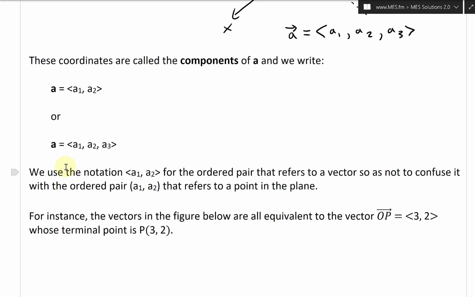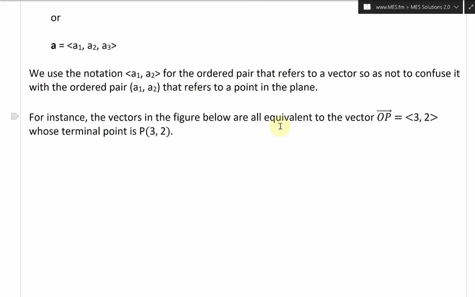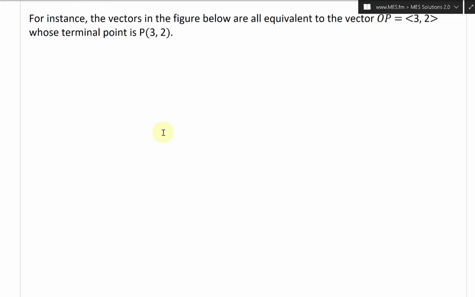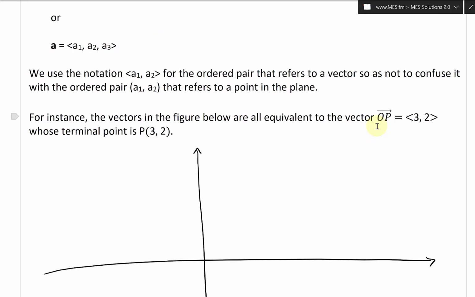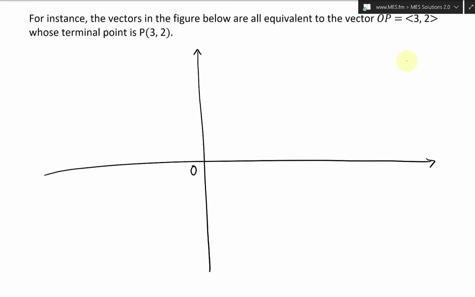Now, for instance, the vectors in the figure below are all equivalent to the vector OP equals 3, 2, whose terminal point is the point P(3, 2). So let's draw the XY coordinates. There's the X, and there's the Y. Now let's draw OP, so 3, 2. We go from O, 1, 2, 3, and then we go 1, 2, so that goes right here, and the point P is at 3, 2. So this is our OP. That's our vector.